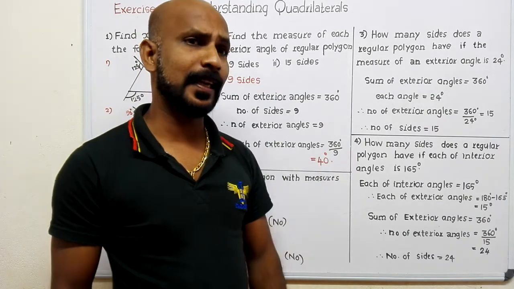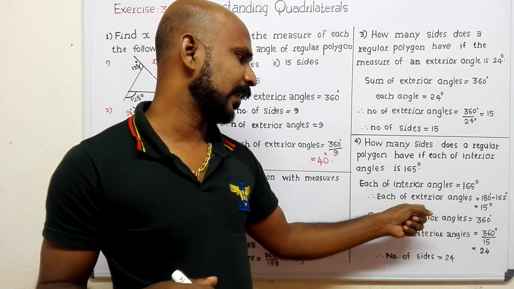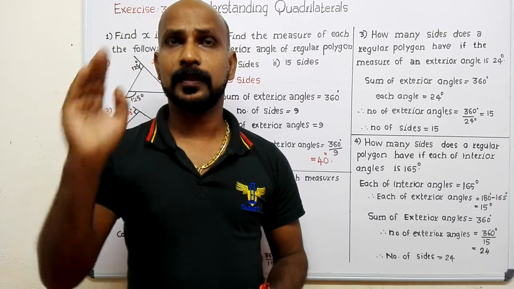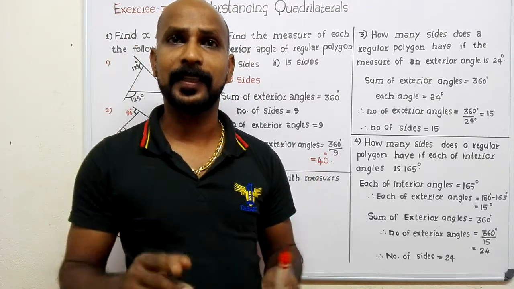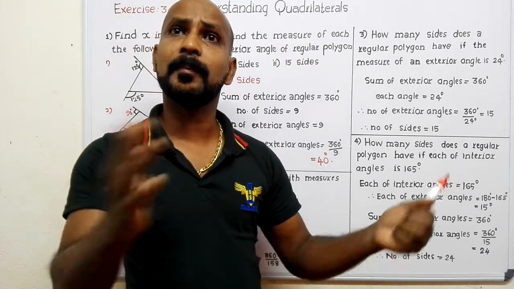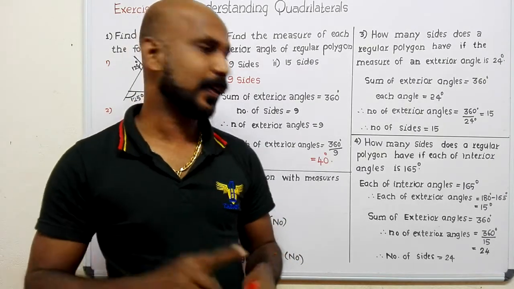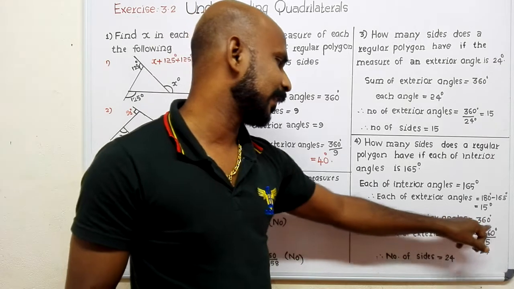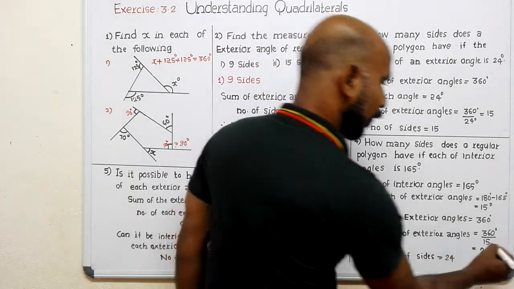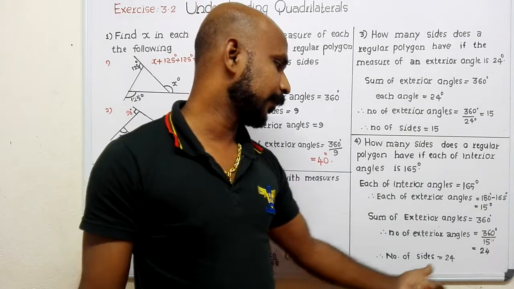So we are getting one exterior angle. And the sum of the angles equals 360 degrees. 360 degrees divided by each angle gives the number of exterior angles. If you divide the sum of the exterior angles by each angle, we get how many exterior angles there are. That should equal the number of sides. The number of exterior angles should always equal the number of sides. Okay. So once again, the sum of the exterior angles equals 360 degrees. The number of exterior angles equals 360 divided by 15 degrees, that is equal to 24. 24 exterior angles are there. It means how many sides? 24 sides are there.